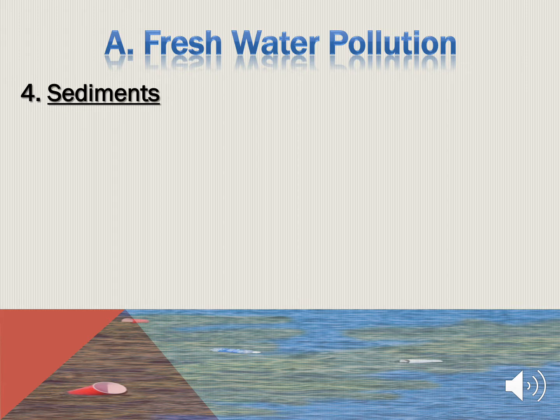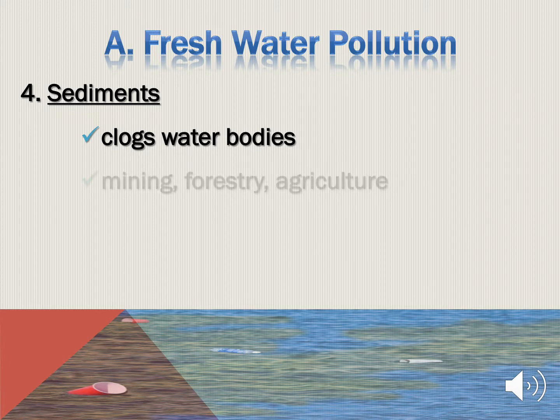Another group of water quality indicators are sediments. Sediments we find all over the world. Sediments clog water bodies, and sediments come from many of our industries. We find sediments coming from mining operations, from forestry operations, from agricultural operations, even from urban development. Sediments do several things that cause problems with water quality.